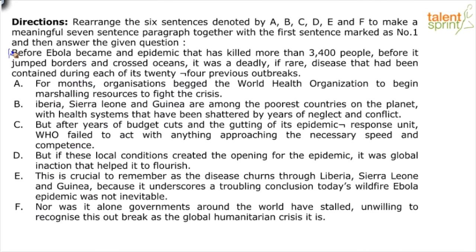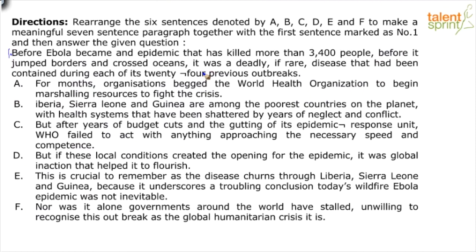As number 1 and then answer the given question. So I need to keep that in mind. That is number 1, and then the remaining whatever I sequence. Whatever sequence you put, a starting sentence is given, and I need to jumble the rest of the sentences. So when I get my sequence, I need to be careful to remember that the first sentence is already there. That's what it says: together with the first sentence marked as number 1 and then answer the given question.